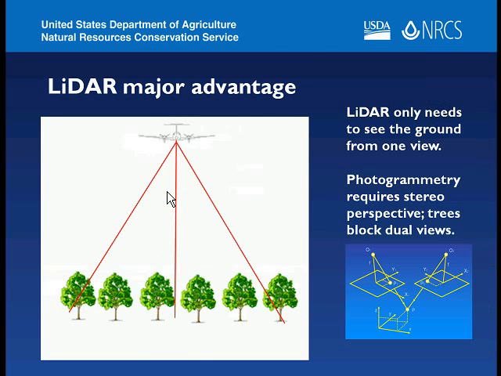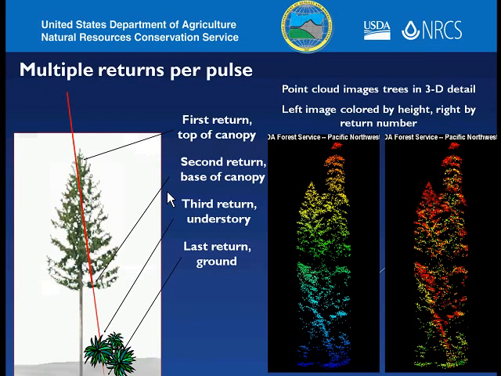Here's an example from our partners at the Forest Service. It shows the laser light going through the trees. It's striking the different branches, the leaves, the vegetation, and then ultimately the ground. The first strike is often called the first return. Leaves and branches will be the second return, the understory the third return, and generally the fourth return is what we would consider ground.